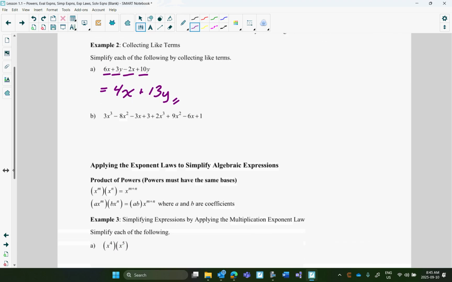Remember, we're adding and subtracting here, so there's no exponent laws yet. Okay? If you combine terms that have exponents, you don't change the exponents. So I've got a couple of x cubes here. I've got a 3x cubed and a 2x cubed. Together make 5x cubed.